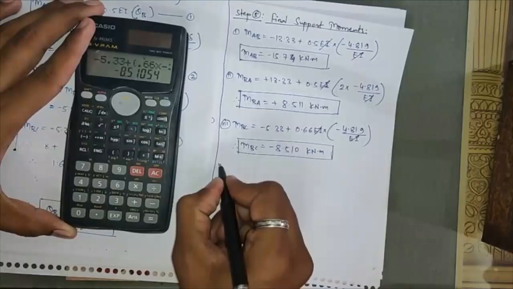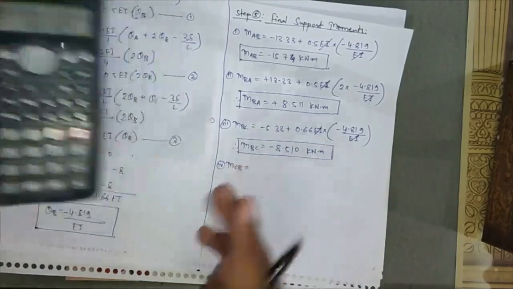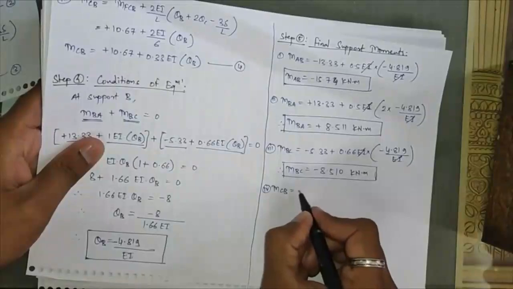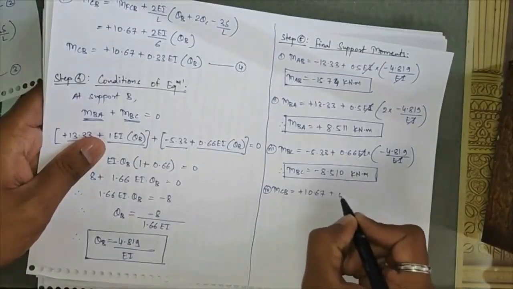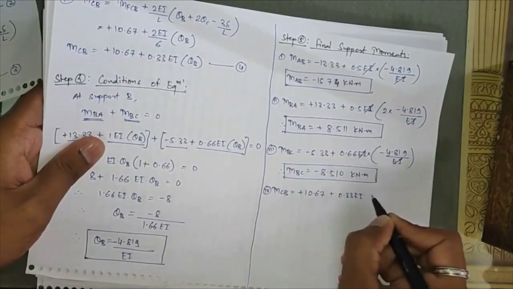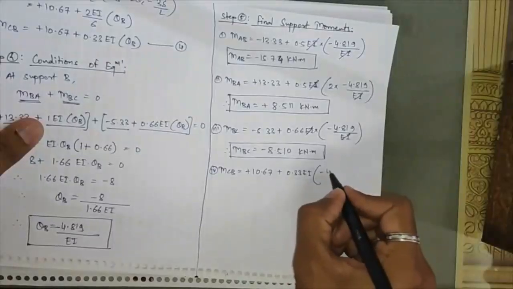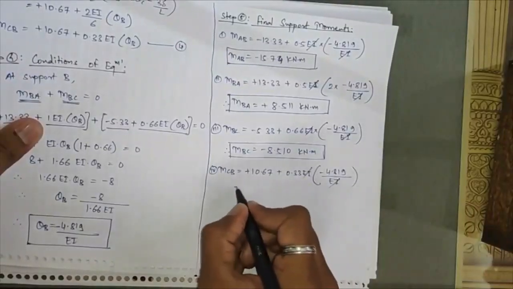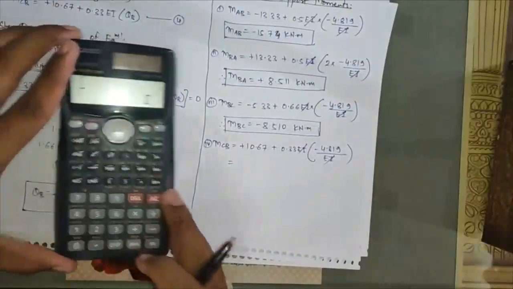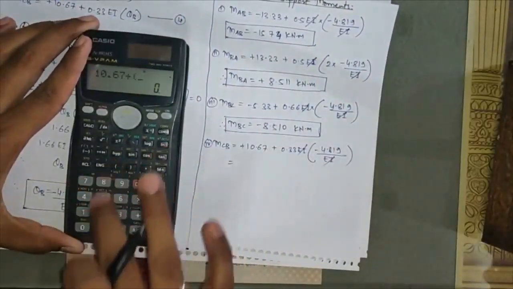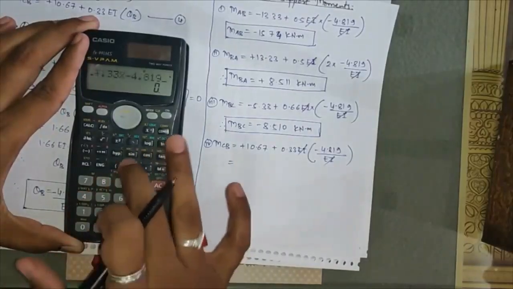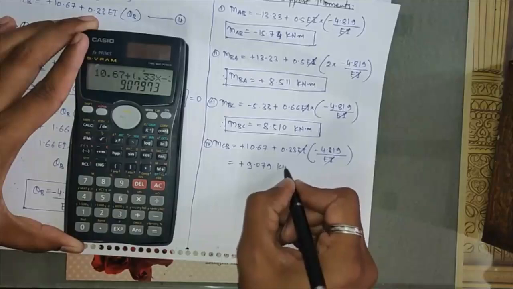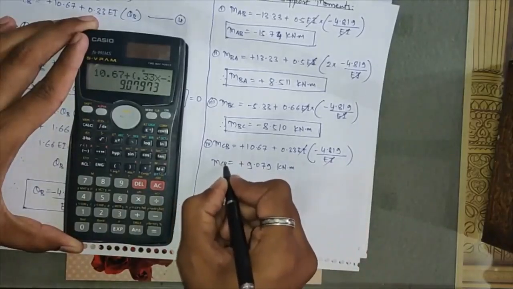And the last value, the fourth one, MCB. The MCB equation is plus 10.67 plus 0.33 EI into theta B, where theta B is minus 4.819 divided by EI. Again EI will get cancelled, so that remains 10.67 plus 0.33 into minus 4.819, that is plus 9.079 kilonewton meter. That is the value of MCB.